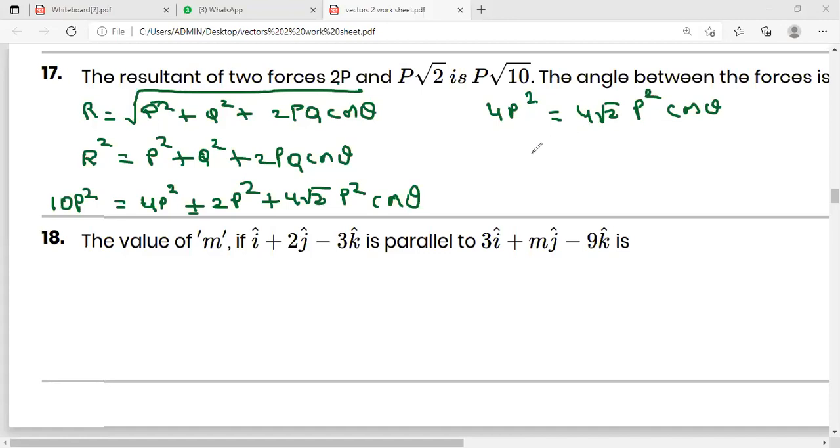4 and 4 also will get cancelled. Then what is cos theta? Cos theta is 1 by root 2, which happens only when theta is equal to 45 degrees. So the angle between them will be 45 degrees.